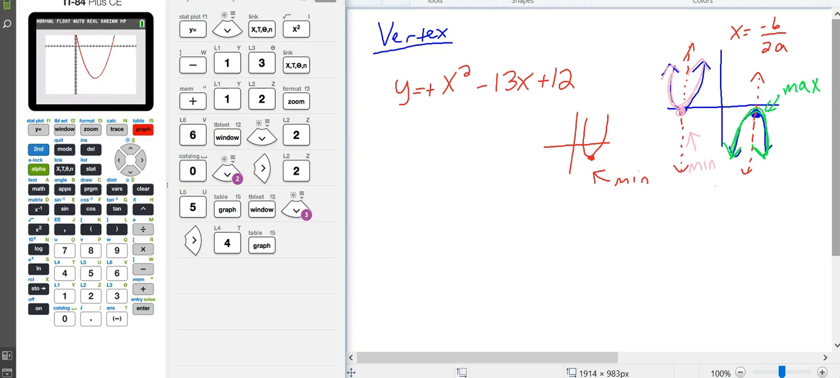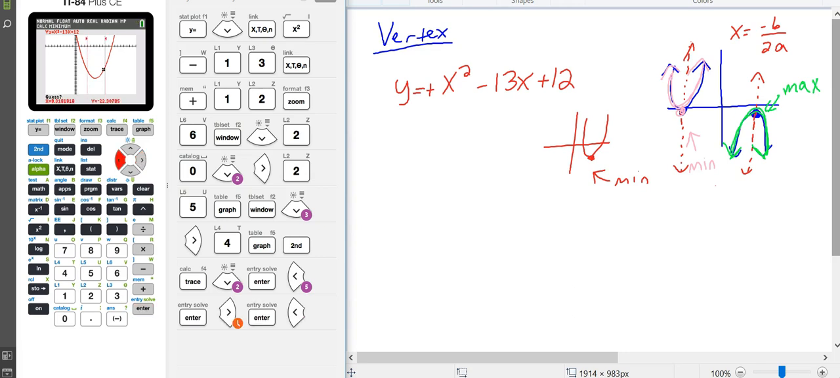Now we see it. And we're going to use the calc menu to find the minimum. So we're going to press the second button, trace again to the calc menu, down to 3 for minimum, enter. We need to tell the calculator the left bound. So we're going to go to the left of the minimum point, click enter. We're going to go to the right of the minimum point and click enter.